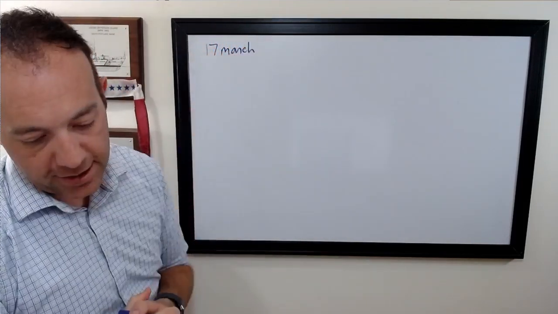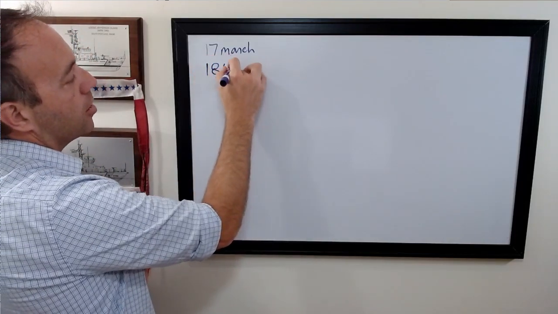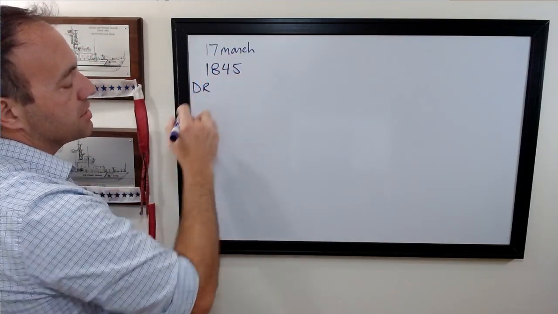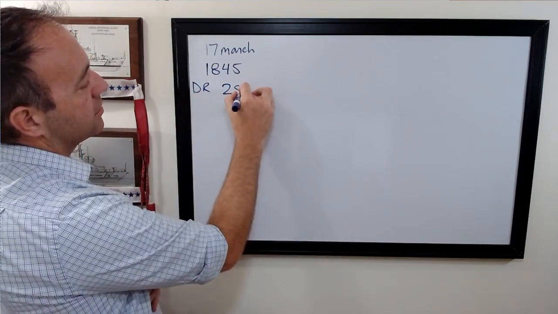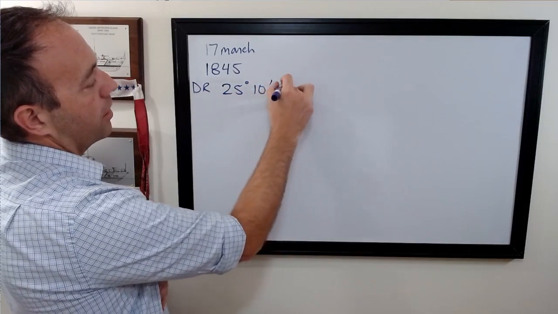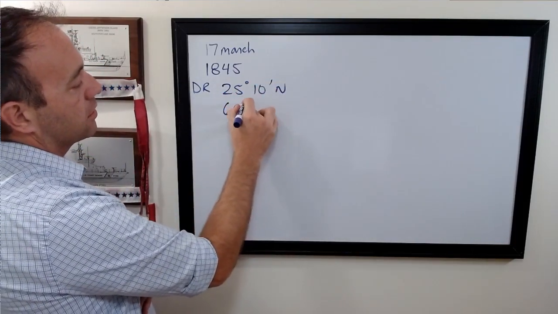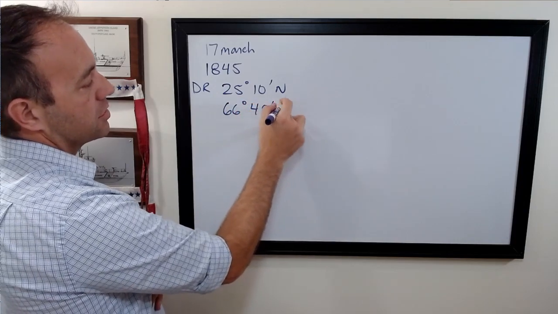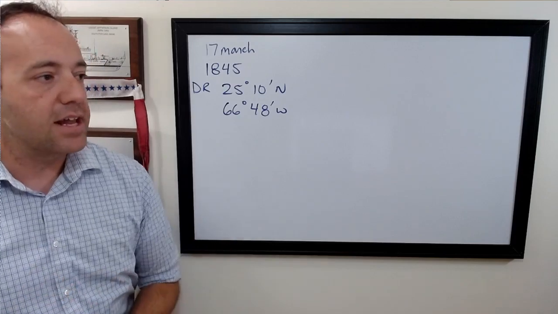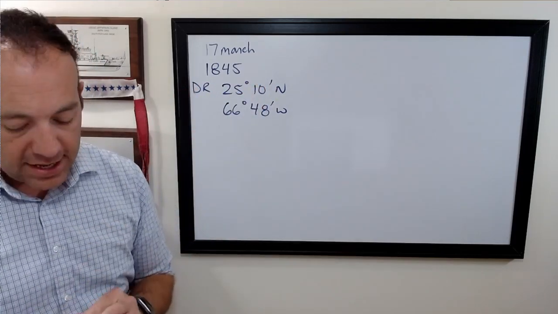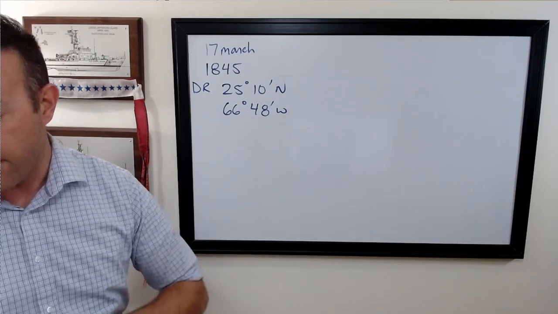All right, so the first problem states that on 17 March, we're out there navigating around, and at 1845, our dead reckoning position, our approximate position, is 2510 north, and the longitude is 6648 west. So that's where we think our ship is, and it's maybe a partly cloudy night, and I see a star up there, and I need to identify it because I can't see the other constellations around for whatever reason.